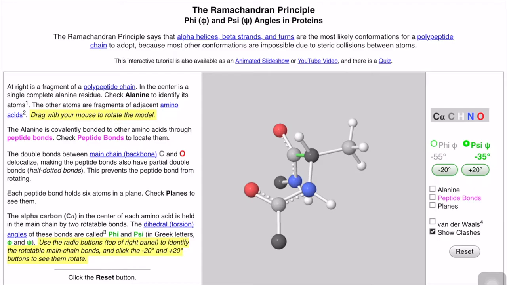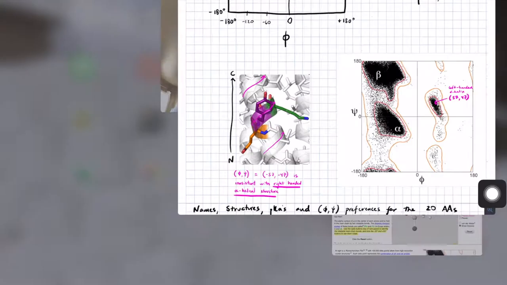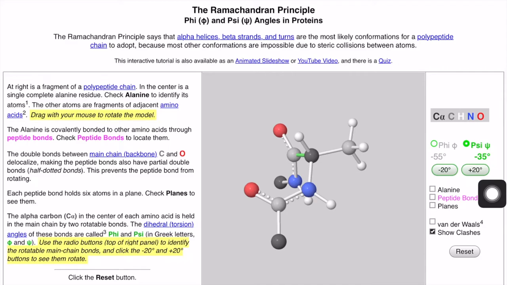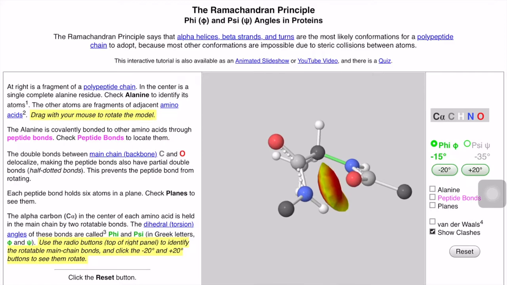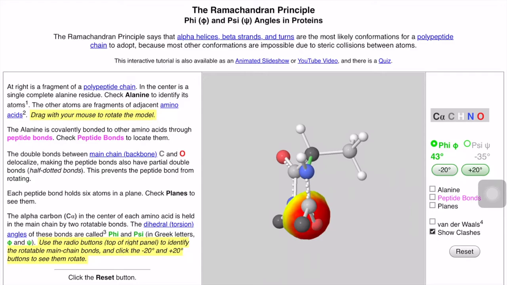For example, our Ramachandran plot showed us that amino acids in peptides and proteins tend to prefer negative values for phi. So let's see what happens if we start to increase phi from minus 55 towards maybe positive 55. Notice the steric clash that's building up there. The carbonyl oxygen from the previous residue is bumping up against the amide nitrogen from the following residue. And that gets worse and worse and worse.